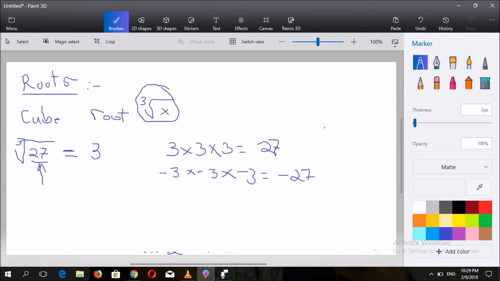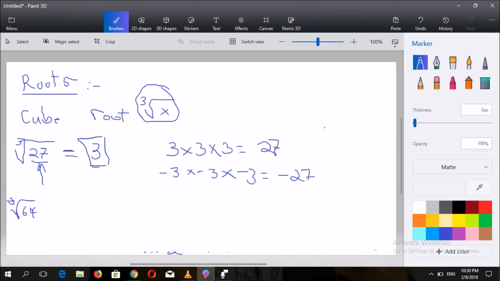27 is actually the value of 3 cubed, right? So if you multiply 3 by itself 3 times, 3 multiplied by 3 multiplied by 3, this will give you the value of 27, right? Is there any other number? Can the negative of 3 also be the cube root of 27?